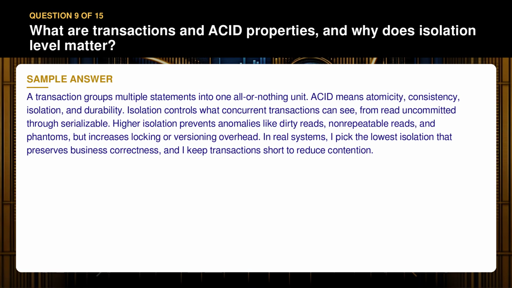Higher isolation prevents anomalies like dirty reads, non-repeatable reads, and phantoms, but increases locking or versioning overhead. In real systems, I pick the lowest isolation that preserves business correctness, and I keep transactions short to reduce contention.